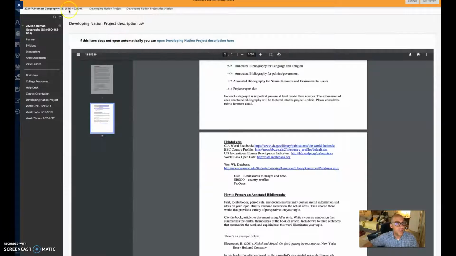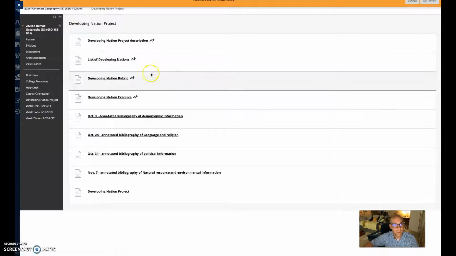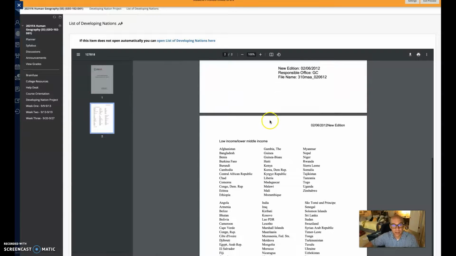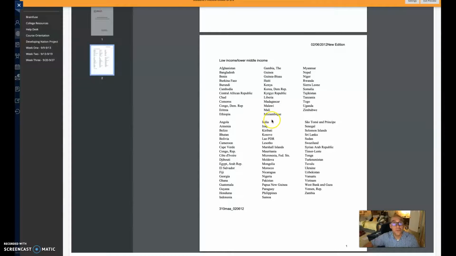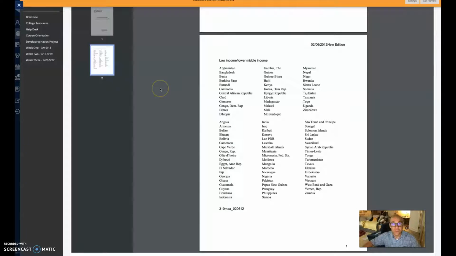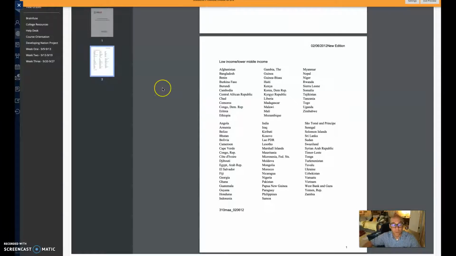I'm going to show you a few other things here. Here is a list of developing nations. Okay, there are lots of them. I don't care which one you choose. Choose any one you like. There are lots. Doesn't matter. You'll find lots of information on every single one of these. So pick one of those. Okay, and then begin your research based on that nation's language and religion, their politics and government, resource use, demographic information, that kind of stuff.